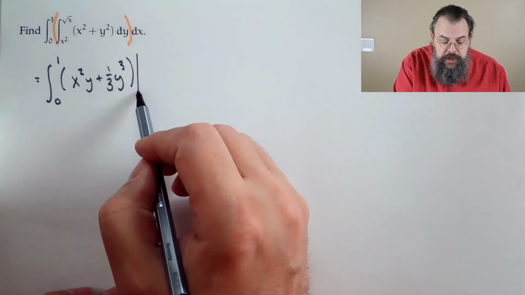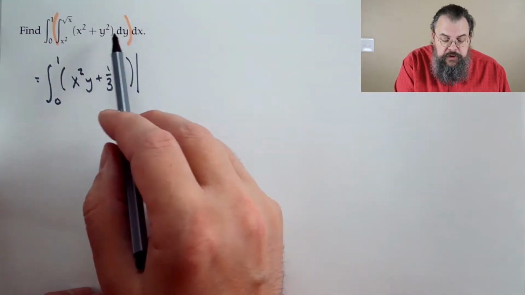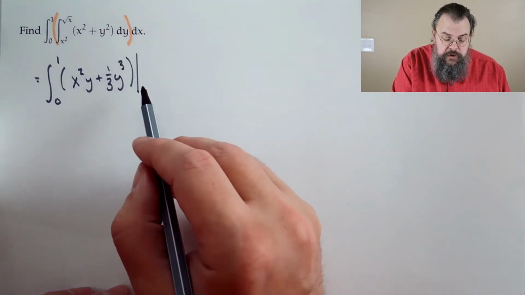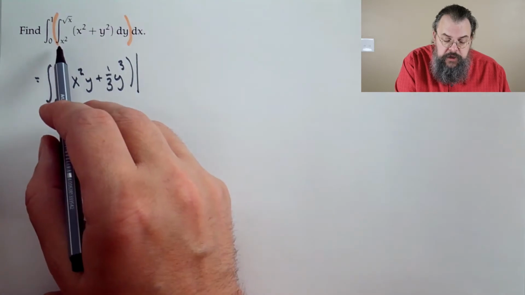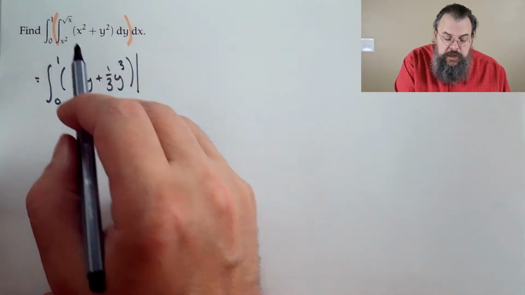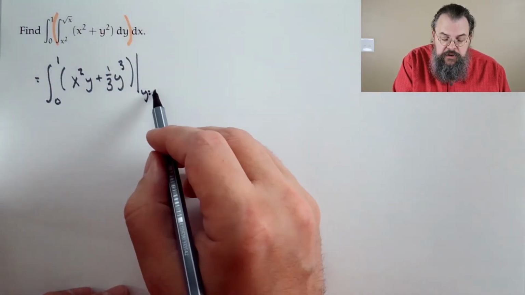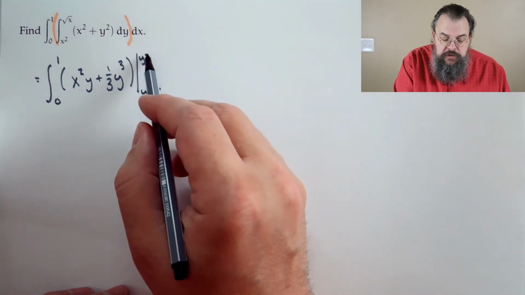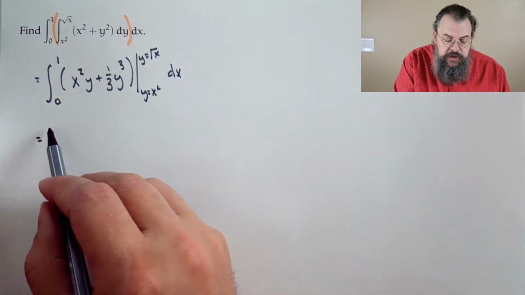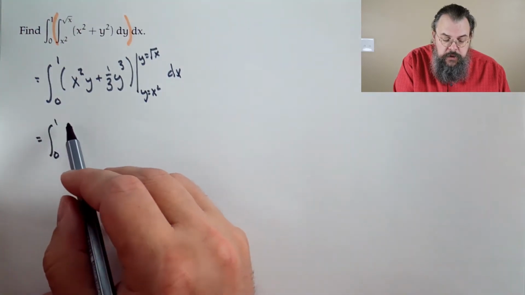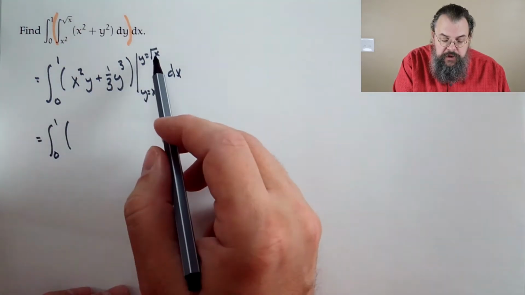And then we're evaluating, and remember these bounds are associated with y. So when we say x squared here, we really mean y equals x squared. And similar, y equals square root of x. All right, so those are the bounds that we have to evaluate at. All right, so plug those in. So where we see y, we put in square root of x.